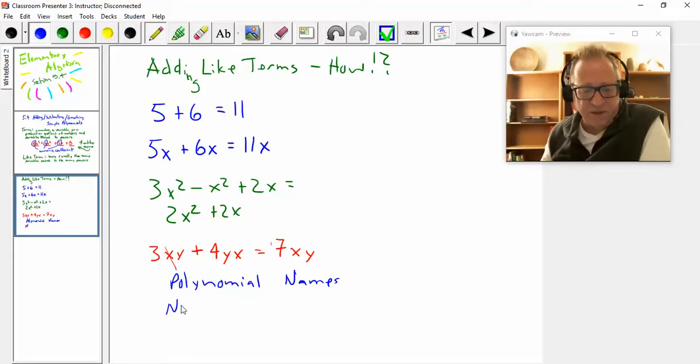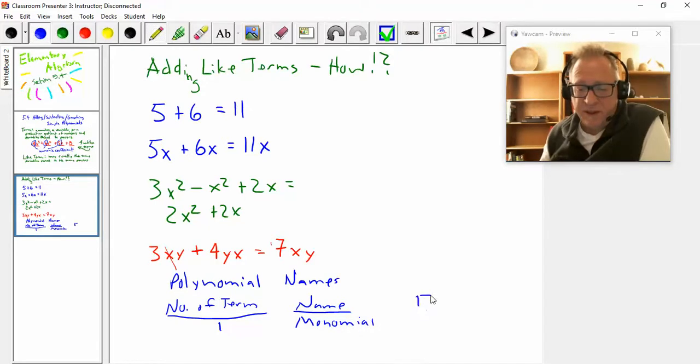So let's look at some examples. Number of terms. If we had just one term, we would call that type of polynomial a monomial. Monomial. And how about some examples? An example would be 2x cubed, or 6, or 7y. Those are all monomials.